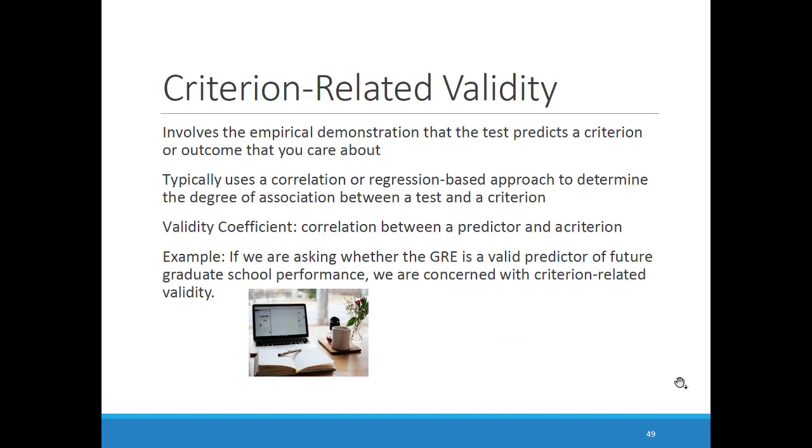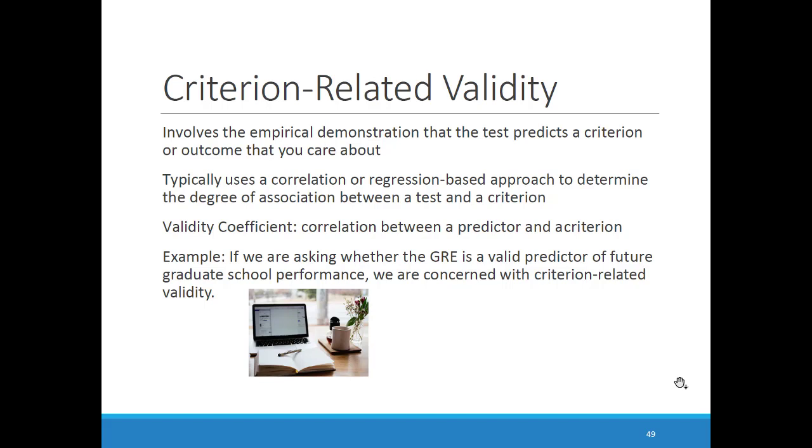Criterion-related validity is the validity of a particular test predicting an outcome variable or a criterion variable that you care about. Typically, criterion-related validity uses a correlation or maybe a regression-based approach, and we'll cover those statistics a little bit later, to determine the degree of association between a measure and an outcome. So when you hear the term validity coefficient, we're referring to a correlation between a measure, like a predictor, and a criterion. Let me give you an example.